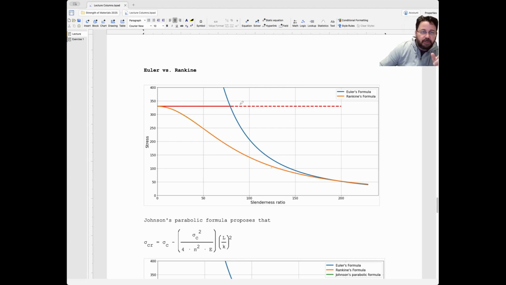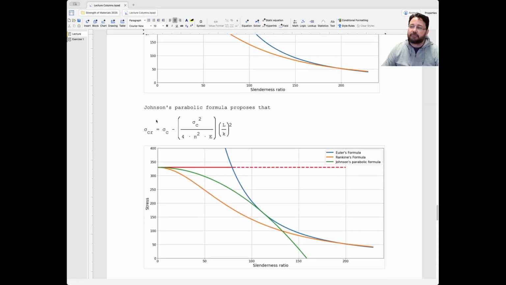But one thing that happened was that when they were testing columns, failures were happening in this region in between. So they said, well, Euler overestimates the amount of load, and Rankine underestimates the load. If I underestimate, I'm wasting material because I'm using a geometry that is enough for more. But if I use Euler, with less load the column might fail. What should we do? And there comes Johnson.